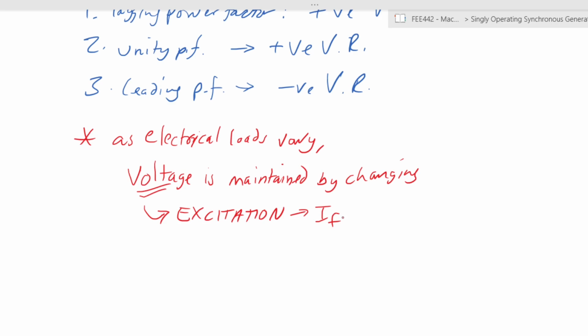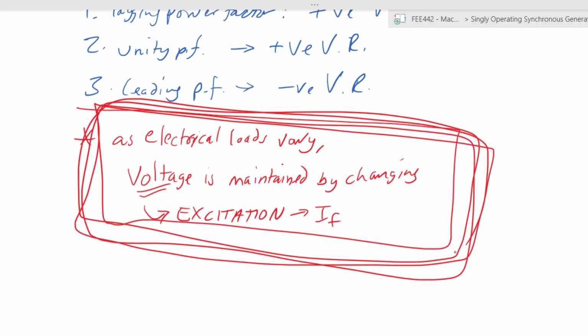In order to change the terminal voltage that you find available to your loads, you must change the excitation on the rotor. That is, the current that is flowing through the field windings needs to be varied in order to control voltage. All right, that is an important comment that you must keep with yourself at all times while you're looking at synchronous generators. Voltage is changed by excitation, right?